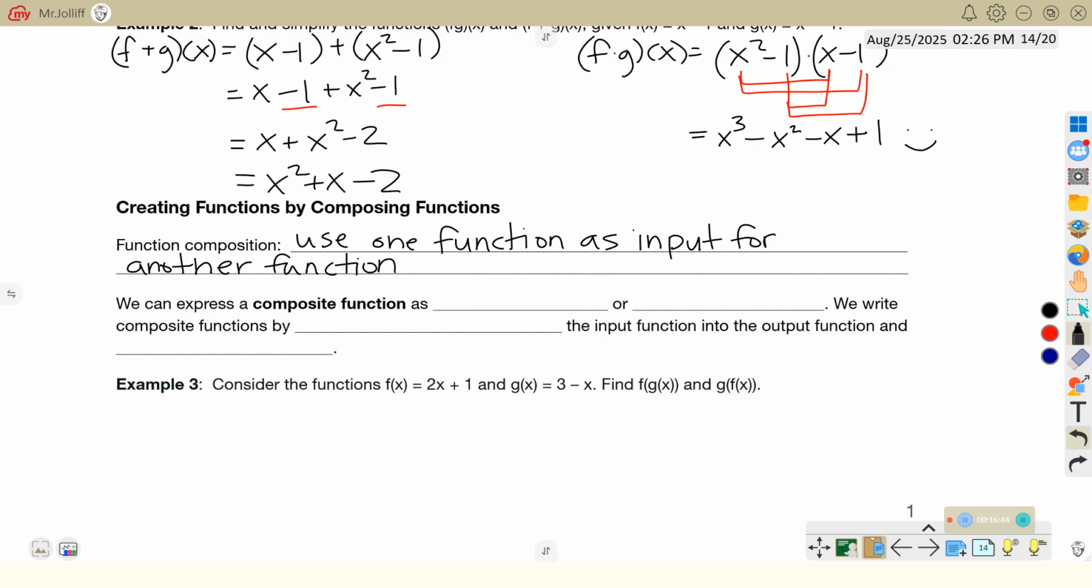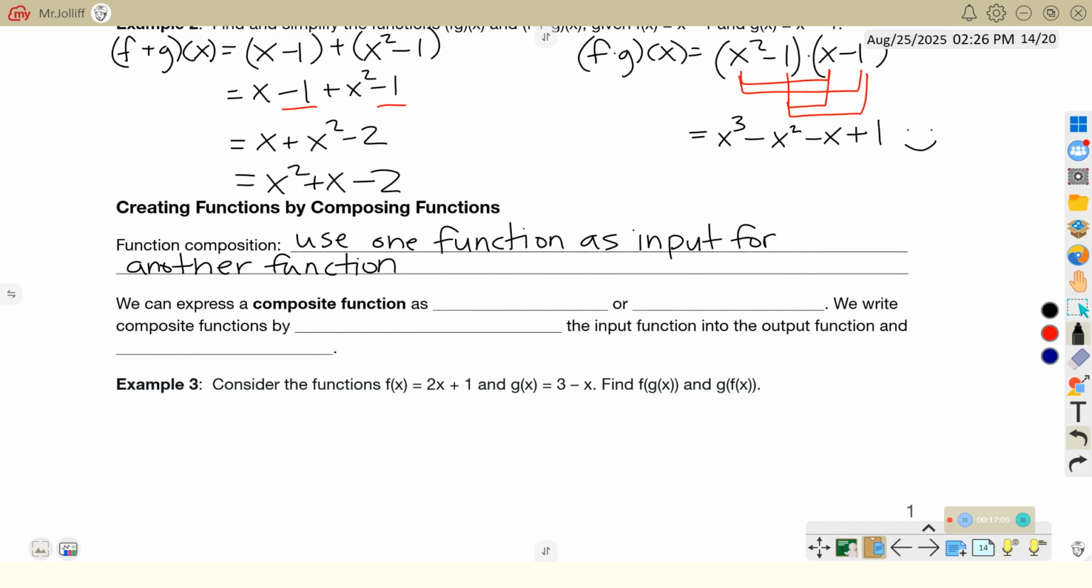So instead of taking a number and using it as input, instead of taking a constant like a or h and using it as input, I'm going to take a second function and input it into the first function. And when I simplify that, it gives me a brand new function, which is a composition of the other two.